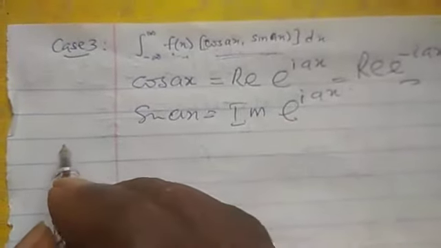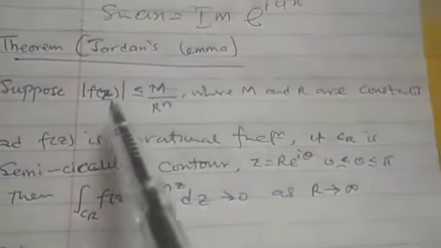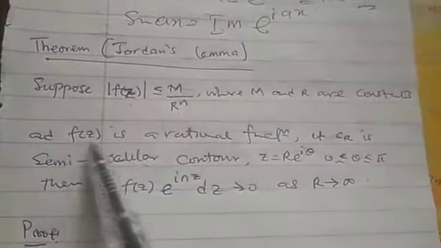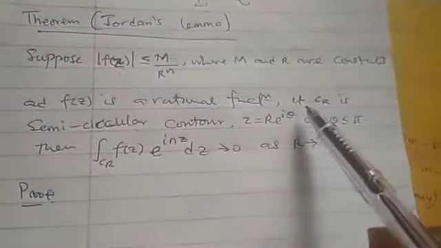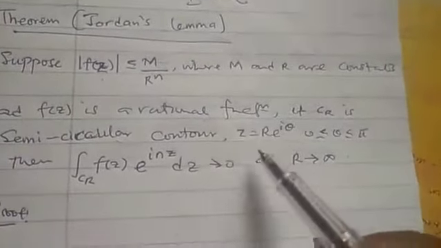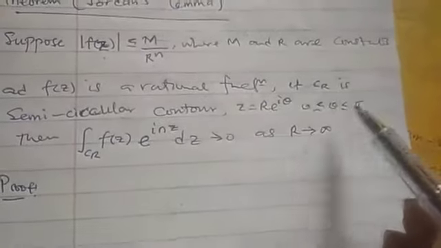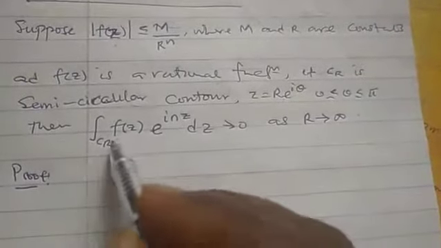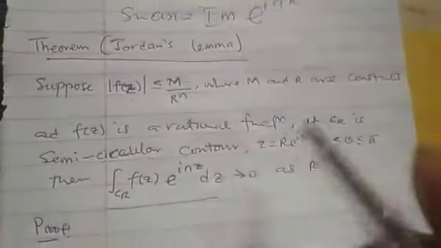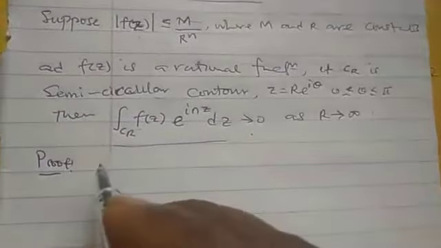Now, because of this case, we need to consider a certain theorem. We call the theorem Jordan's lemma. So we have the theorem here. Suppose that the absolute value of f of z is bounded by this, where m and n are constants, and f of z is rational. If C_R is a semicircular contour, that is in the upper half plane, and z is equal to this, then this tends to 0 as R tends to infinity. So this theorem is called Jordan's lemma. Now let's prove it.